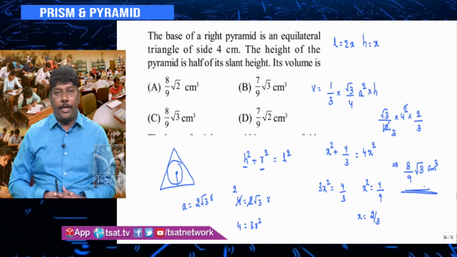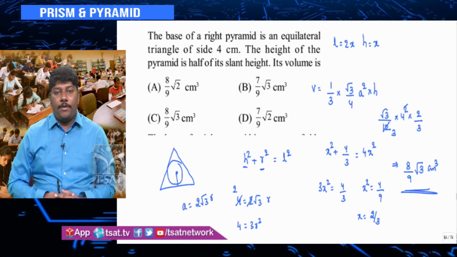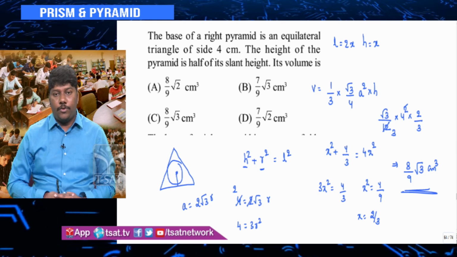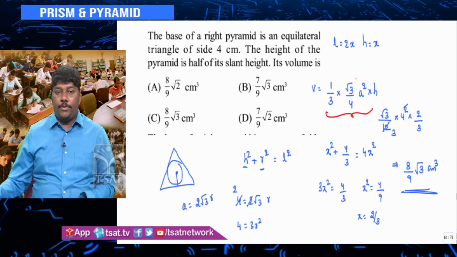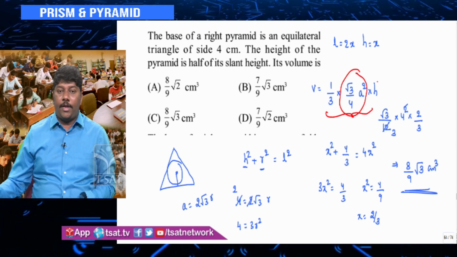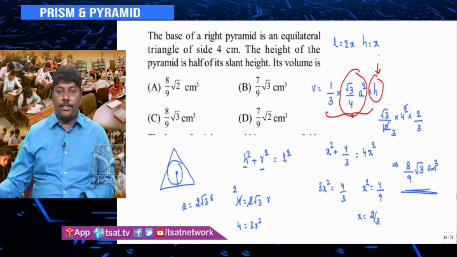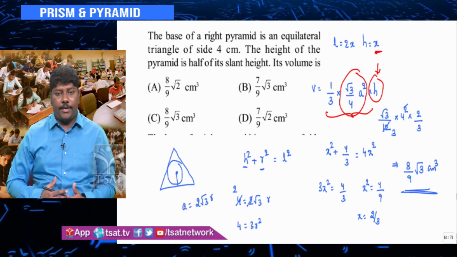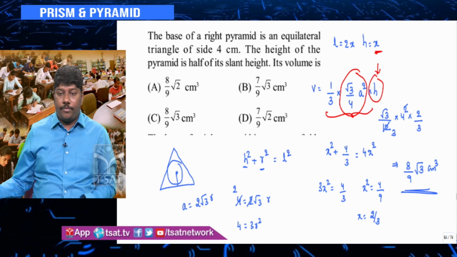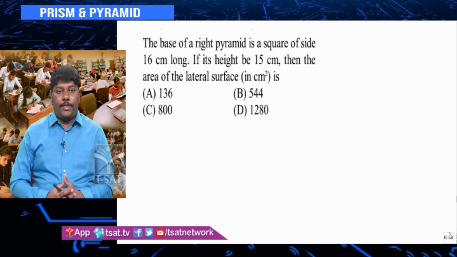All you have to do is find the value of x and put it in the formula given there. Volume is equal to 1/3 of base area into height. So here I have mentioned the formula. This is the base equilateral triangle, find the height, which is x, and put it in this formula. It is a little calculative, but it is easy. Look at the next one.